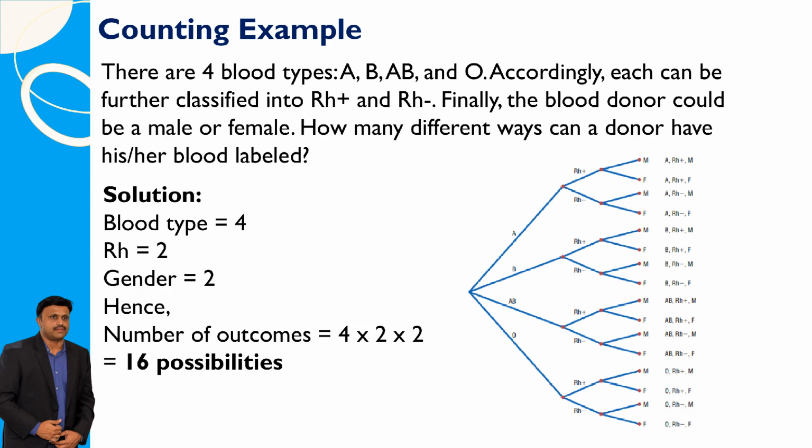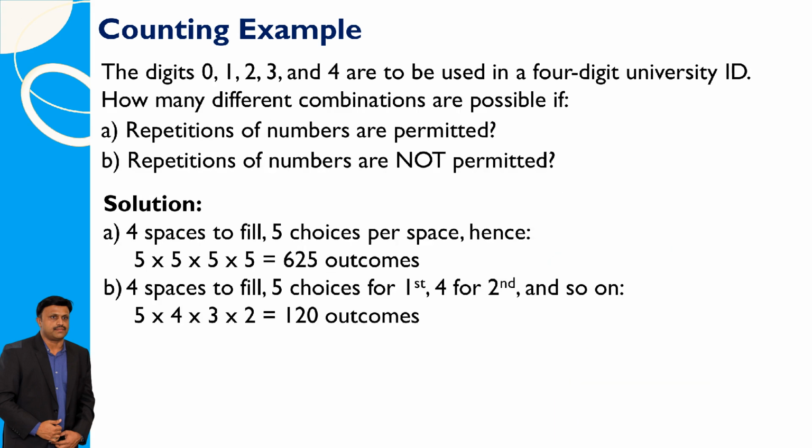There are 4 blood types, A, B, AB, O, each with 2 Rh factors, Rh plus and Rh minus, and donors can be either male or female. Therefore, the total number of possible blood labels is calculated by multiplying the number of blood types, Rh factors, and genders: 4 times 2 times 2 equals 16 different possibilities. For a 4-digit university ID using the digits 0, 1, 2, 3, and 4, if repetitions of digits are allowed, there are 625 possible combinations. If repetitions are not allowed, the number of combinations is 5 times 4 times 3 times 2 equals 120.